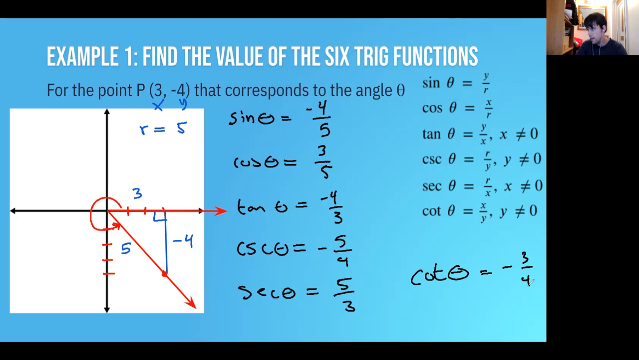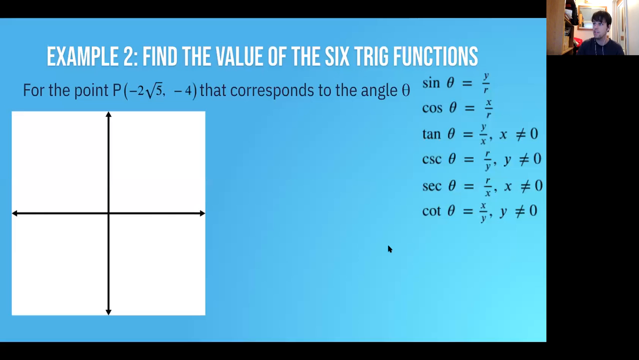Technically, the 4 is a negative value, but we don't put a negative with just the denominator. It means the fraction itself is negative. So those are 6 trig values. Those were much easier than the other ones because we didn't involve any fractions and we didn't involve any radicals. So there wasn't any fraction division or rationalization or anything. It was just about writing the ratios based on the definitions that are given to us. Pretty easy in that sense.